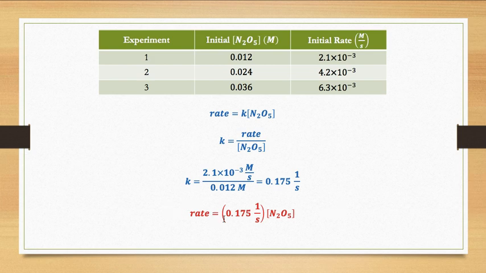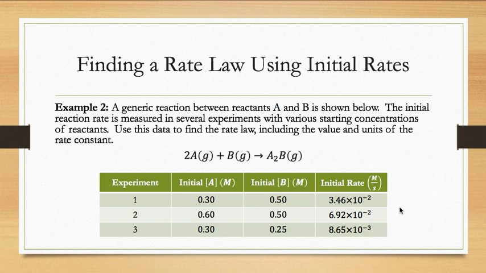So our final rate law is rate equals 0.175, 1 over seconds, times the concentration of N2O5. So now we have a rate law that relates the concentration of the reactant to the rate. If I knew the concentration at any given moment, I could calculate what the rate is going to be. Great. Okay, let's do another example.